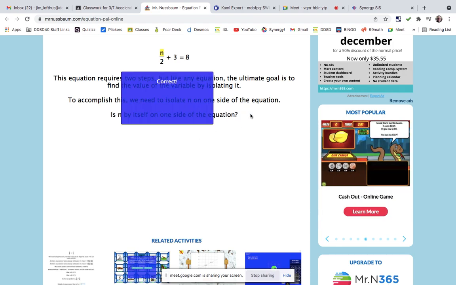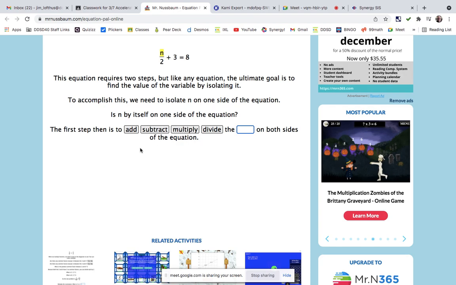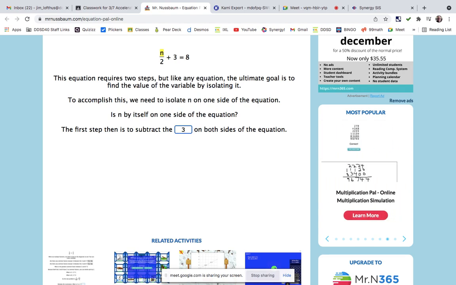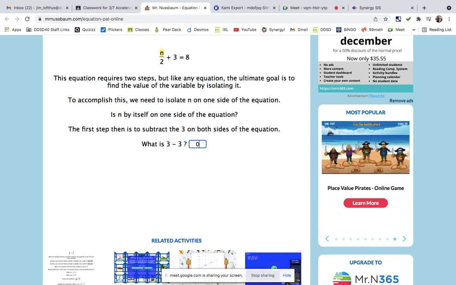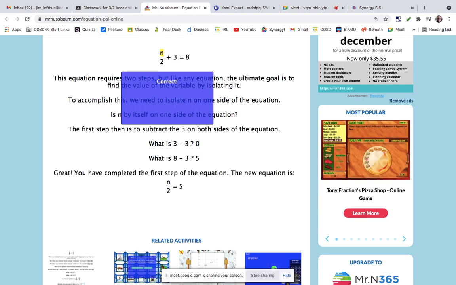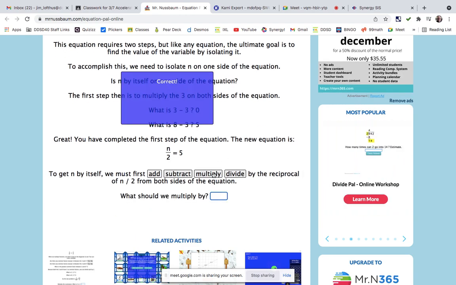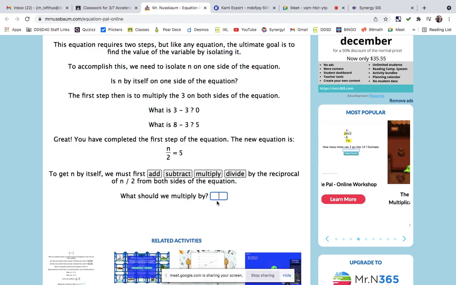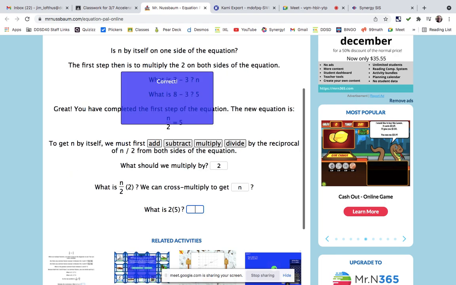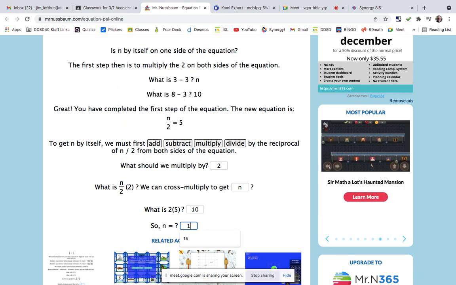Is n by itself? No. And the first step is to subtract, and we're going to subtract 3. 3 minus 3 is 0. 8 minus 3 is 5. And we're going to multiply by 2. And that's n. And that's 10. So n is equal to 10.